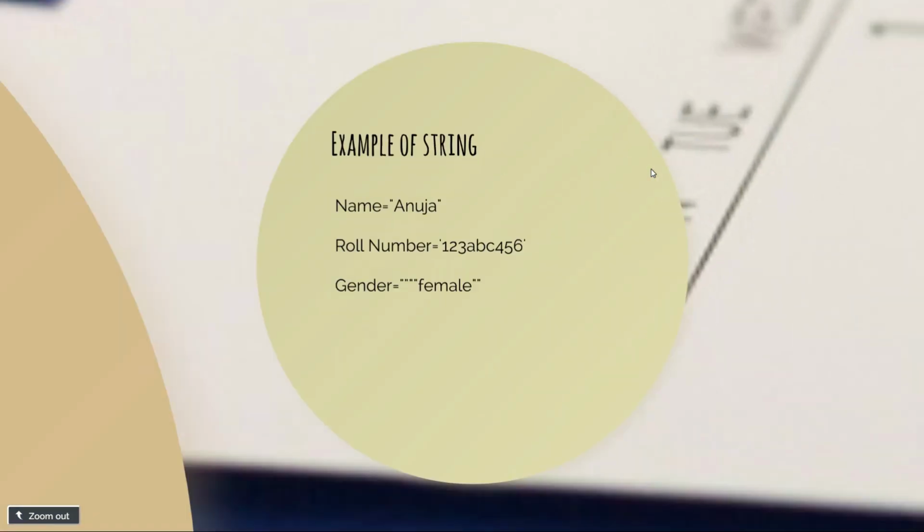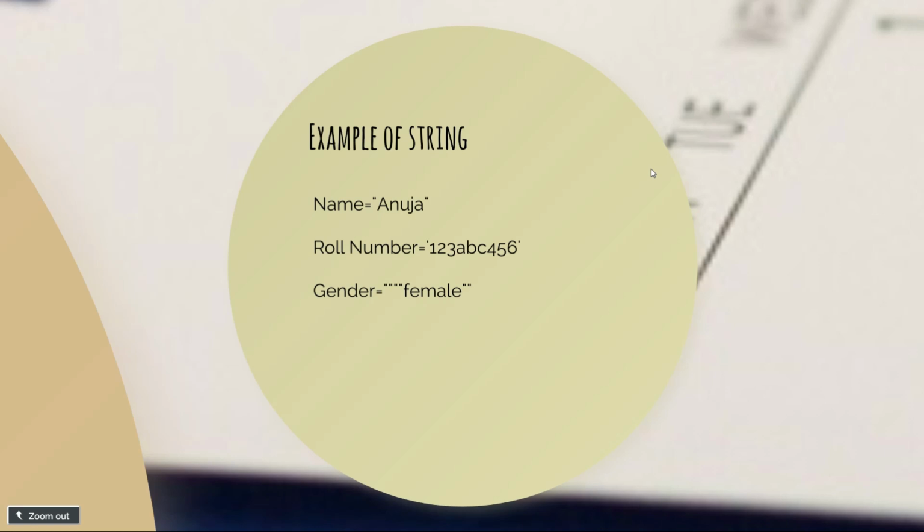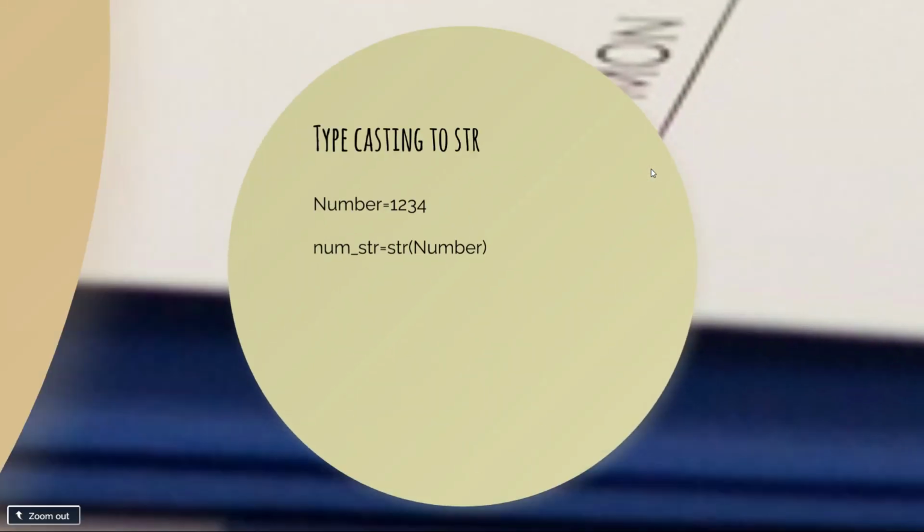Here are a few examples of a string. I have made a variable name and I have put my name. So Anuja is a string now. This variable name is a string because you can see here I have delimited it by double quote. Similarly, I have made another object of class string called roll number. This is an alphanumeric string. You can see here 123ABC456, and it is delimited by single quote. Similarly, another object of the string class is gender, and the value stored is female, delimited by triple quotes.